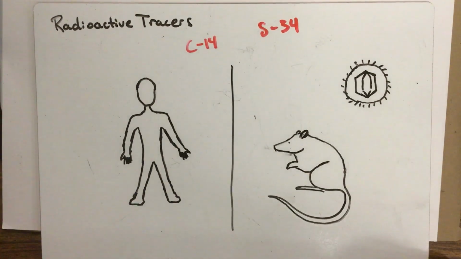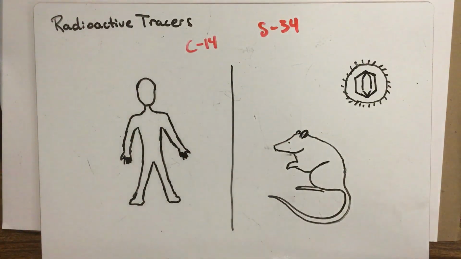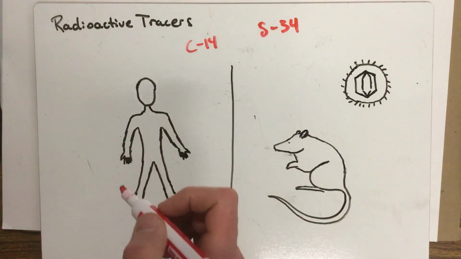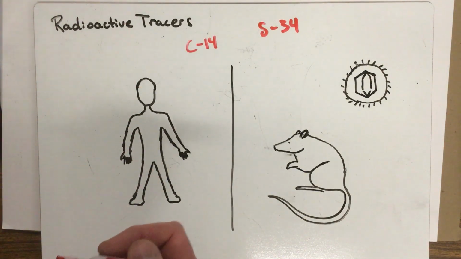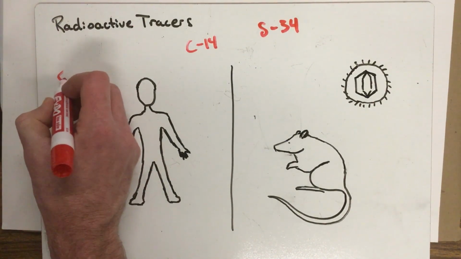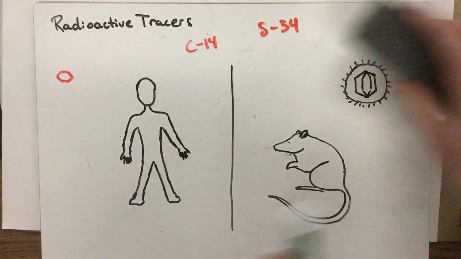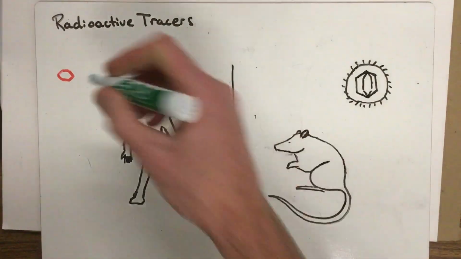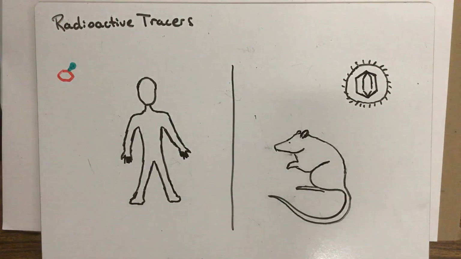So what we do sometimes is we take, let's go with this person right here. Let's say a doctor is worried about cancer in this person. They might actually attach one of these radioactive tracers to a molecule of glucose sugar, right? So I'm just going to draw this molecule. This is going to be sugar. And then I'm going to attach a little glowing piece to it.